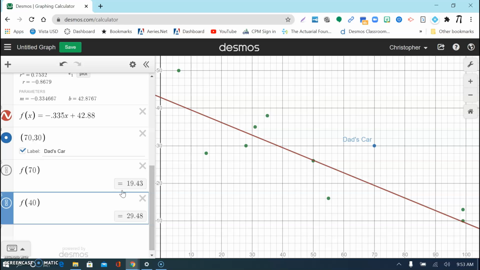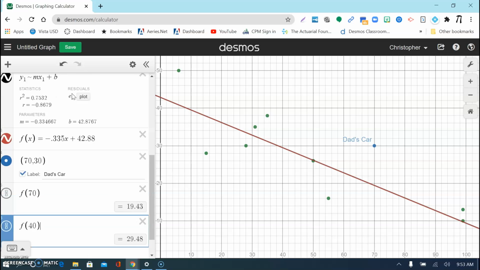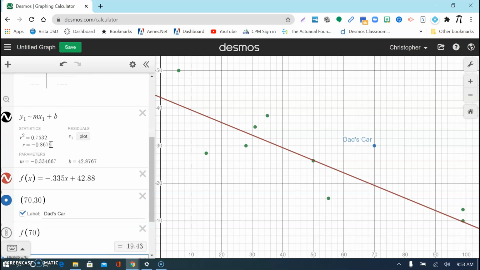So this is a way for you to be able to quickly enter data in to get back information once you've established that you can trust this line of best fit to give you fairly accurate information. And an R value of negative 0.867, we'll do that for you. Okay, hopefully that's helpful as well.